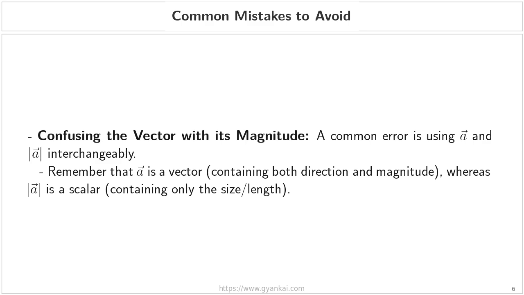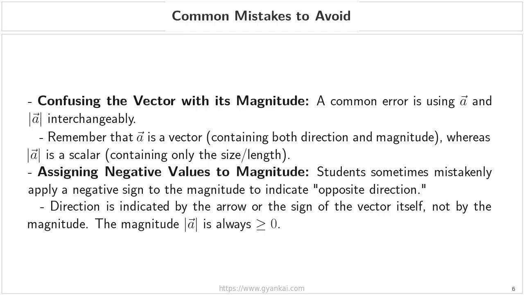A vector is the complete package. It contains both the direction and the magnitude. On the other hand, the magnitude of a vector, written with those vertical bars, is just a scalar. It only tells you the size or the length, nothing more. Second, avoid the temptation to assign negative values to a magnitude. Sometimes, students try to put a negative sign in front of the magnitude to indicate that the vector is pointing in the opposite direction. Don't do this.